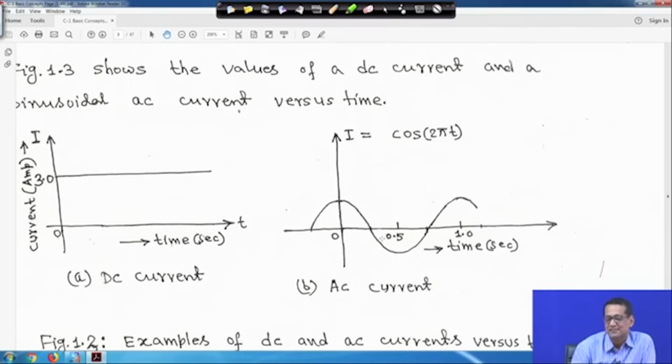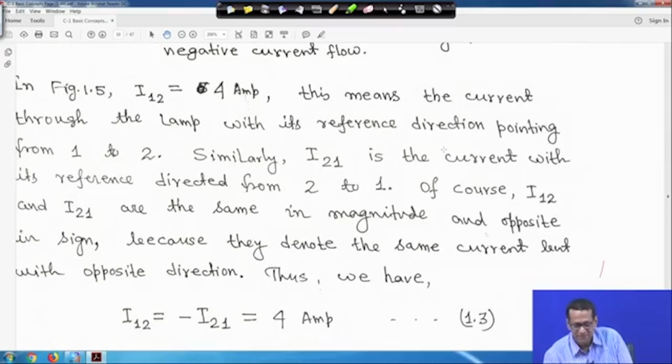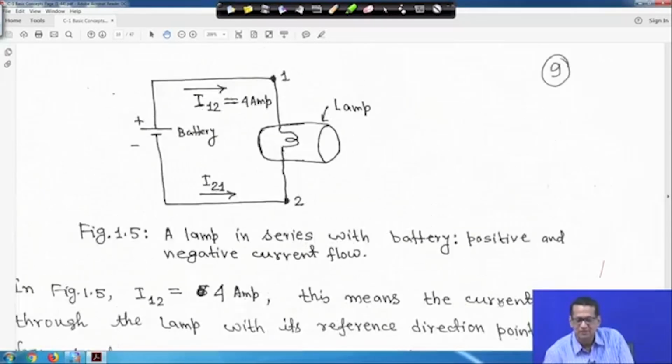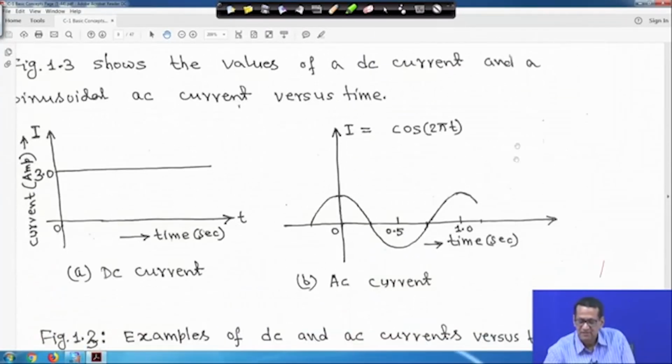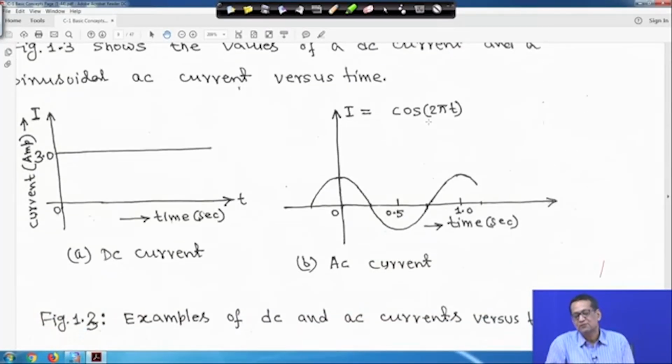So, this is AC current, this is a cosine function and this is your AC current. It is given as I is equal to, say, cosine 2 pi t, just hold on, that this is the function I is equal to cos 2 pi t, right. So, this is AC current, we will see later. And this is an example of DC current.